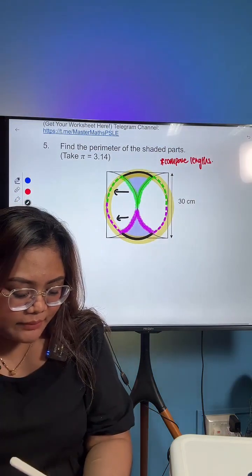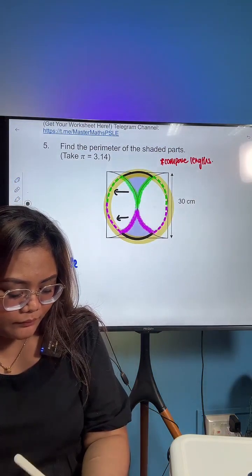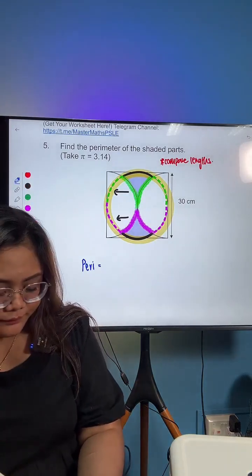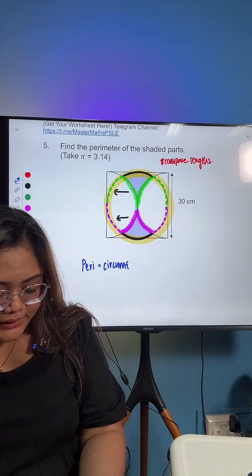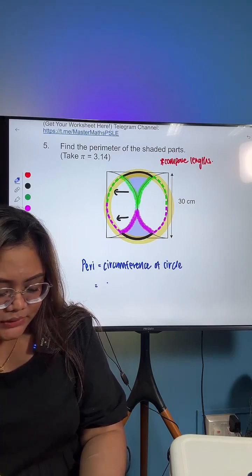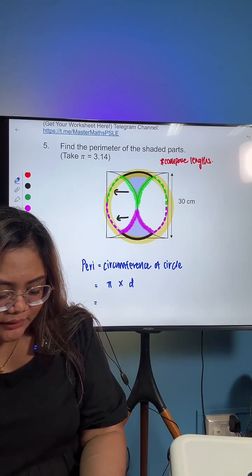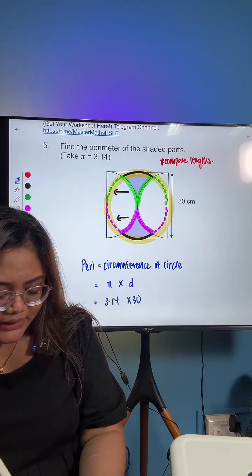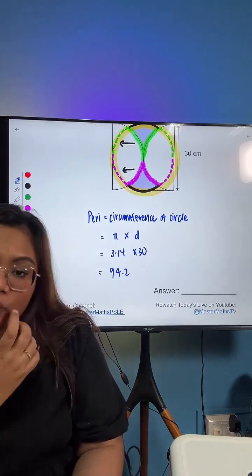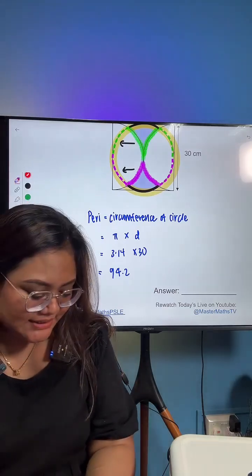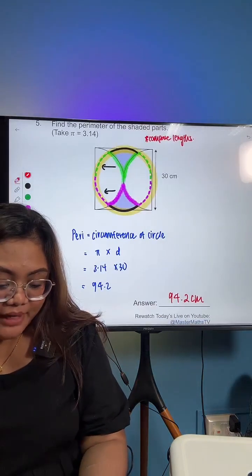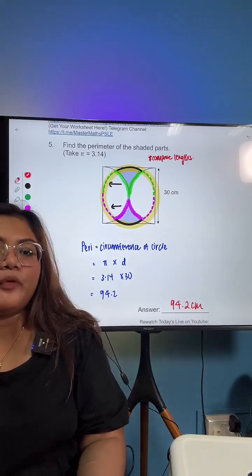Hence, the perimeter will be the circumference of the circle. And the circumference will be pi d, so pi times diameter. Now the pi is 3.14, diameter is 30. You are just going to get 94.2. Okay, 94.2 indeed. 94.2 cm. Because it is perimeter, hence, it will be 94.2 cm.